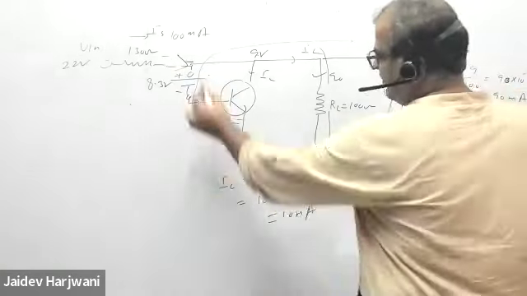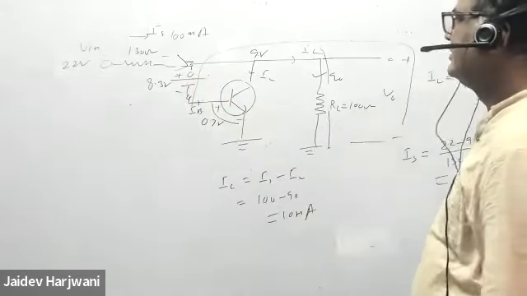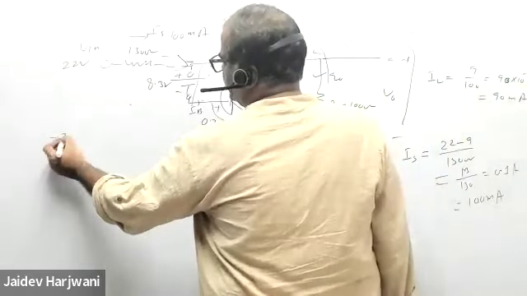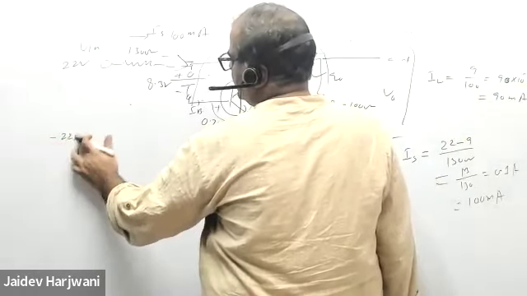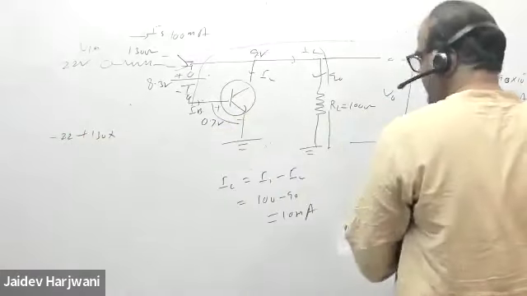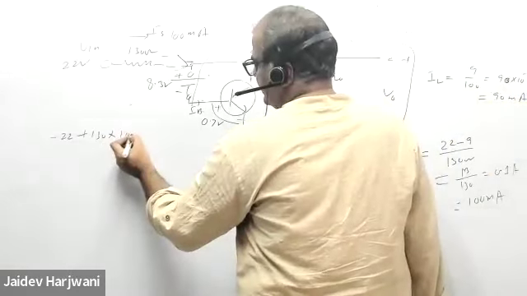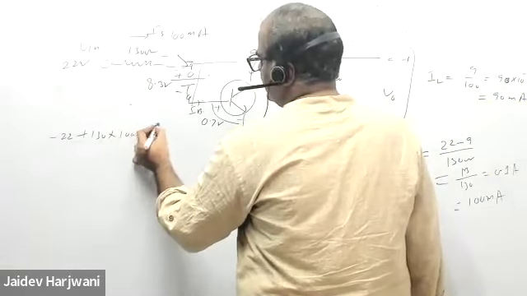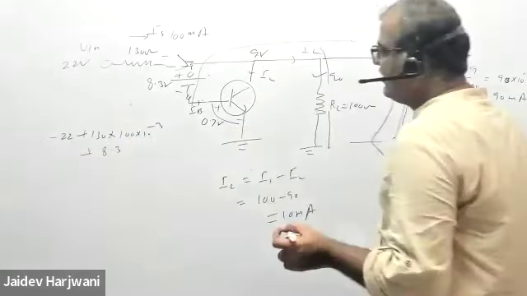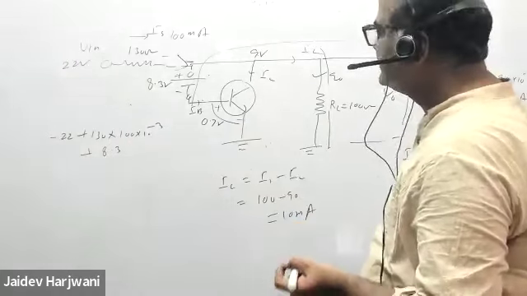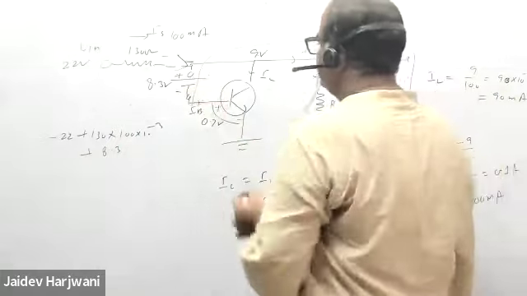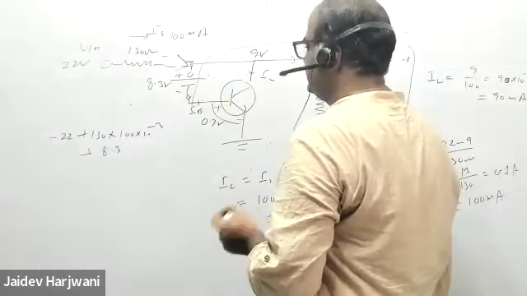If you want, you can find the IB value also. How do you find the IB value? Minus 22 volt plus 130 into the IS value, already I know 100 milliamps, plus 8.3 volt. But I cannot find IB, the resistance is not there. The resistance value is not given, so it is difficult to find IB. Okay, let's leave it.